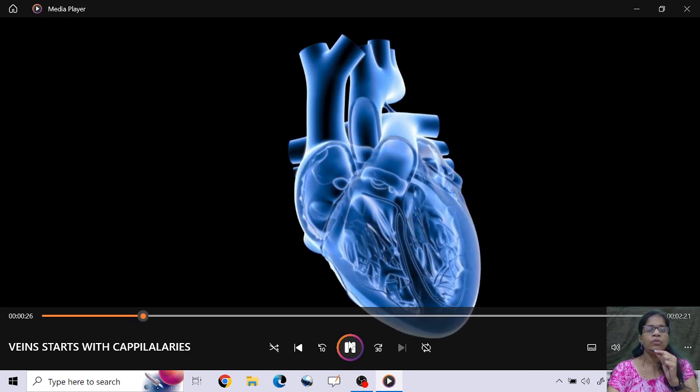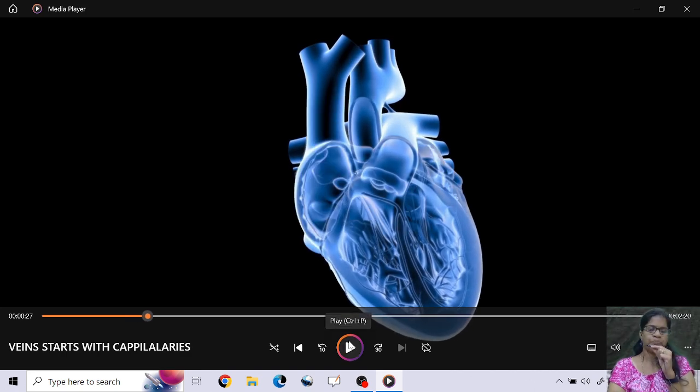Veins are blood vessels which are non-muscular. They are very thin. Compared with arteries, the veins are more non-muscular and very thin. They have a very large lumen. Veins are meant for collecting, which is why veins start with the capillaries. Capillaries are the smaller blood vessels.